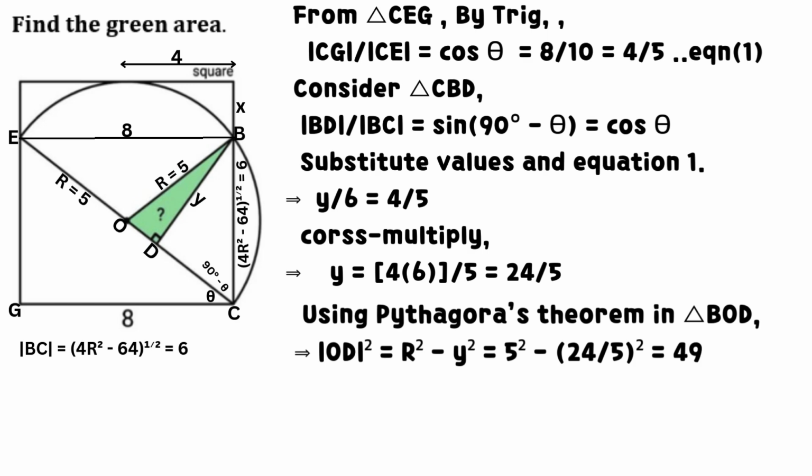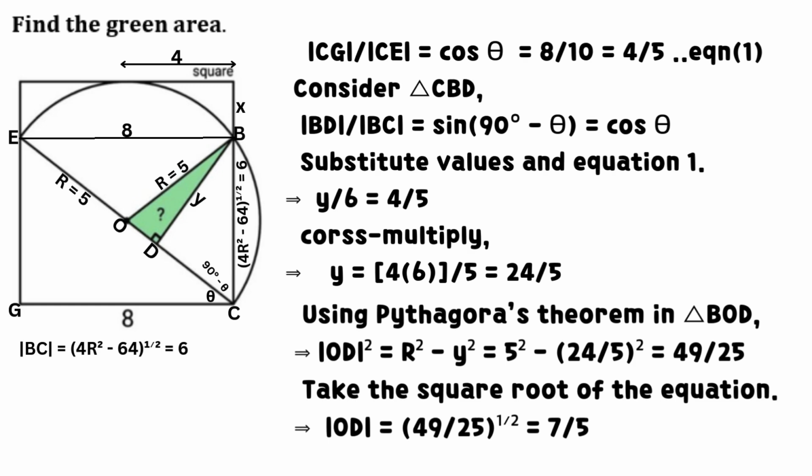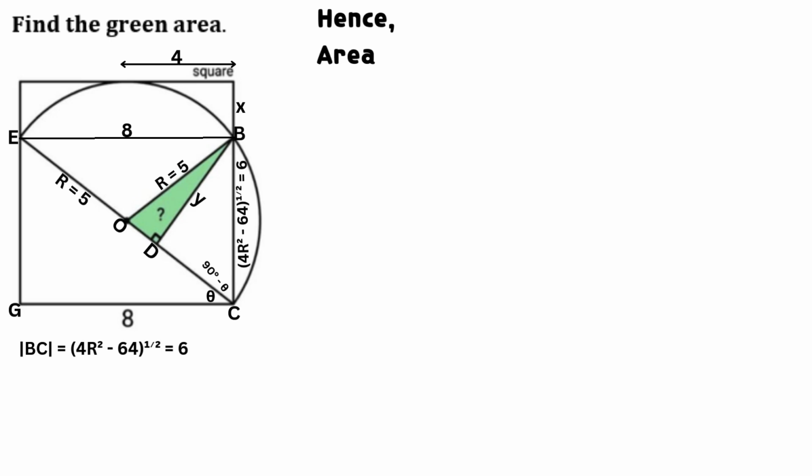Using Pythagoras' theorem in triangle BOD, this implies that the square of line OD equals the square of R minus the square of Y, which equals the square of 5 minus the square of 24 divided by 5. The result equals 49 divided by 25. Take the square root of the equation. This implies that line OD equals the square root of 49 divided by 25, which equals 7 divided by 5.